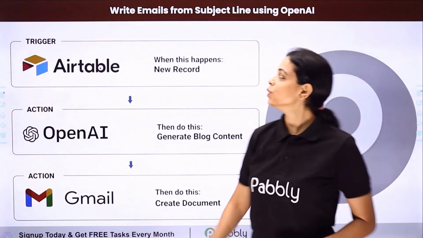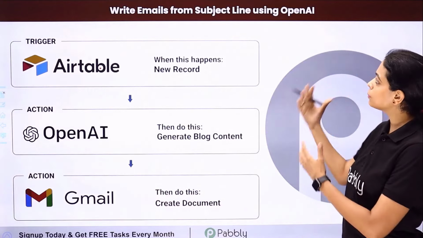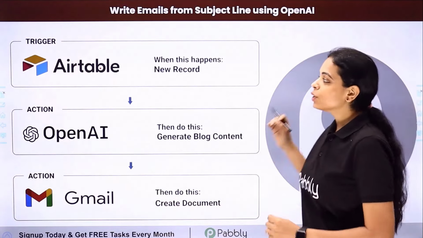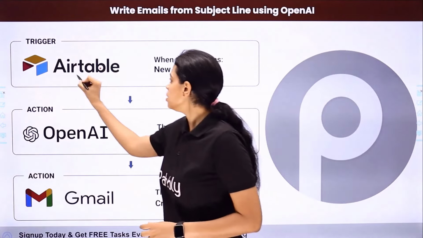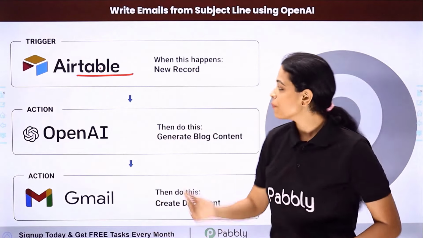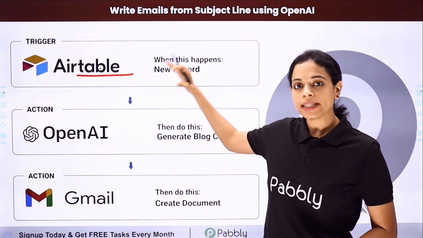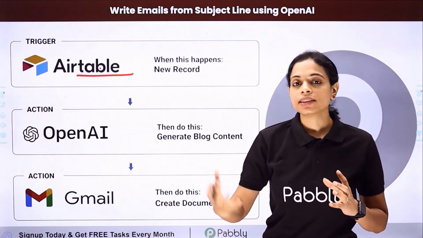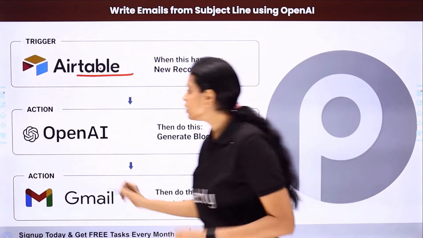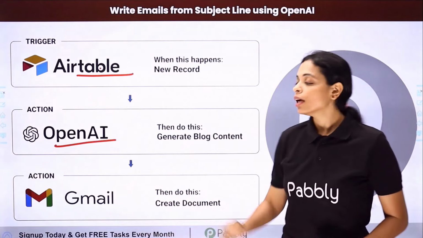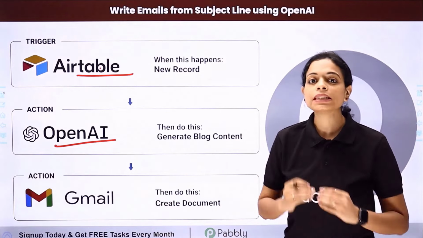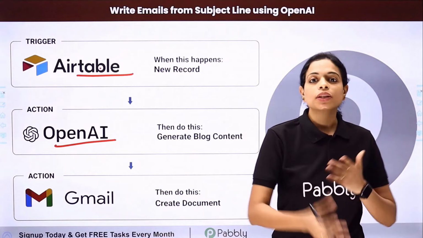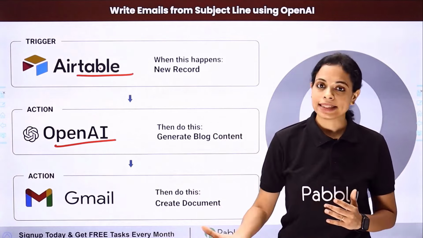In this video, we are going to see how to write emails from subject line using OpenAI. So let's say that you have got different subject lines in Airtable. You are just trying to make your work easier. And every time there is a new record added, as in a new title or subject line is there, you want that with the help of OpenAI, an email should be created on the basis of that subject line, and then it should be sent to the admin so that then he can send it to the employees or clients, etc.